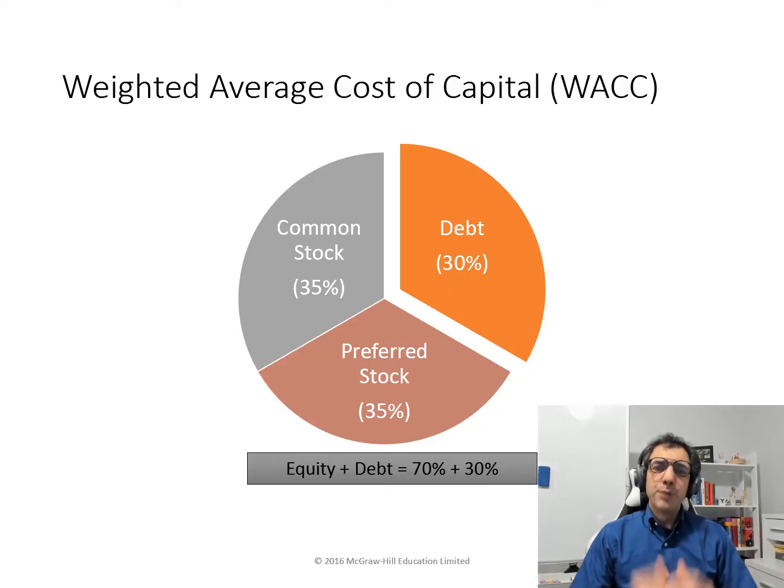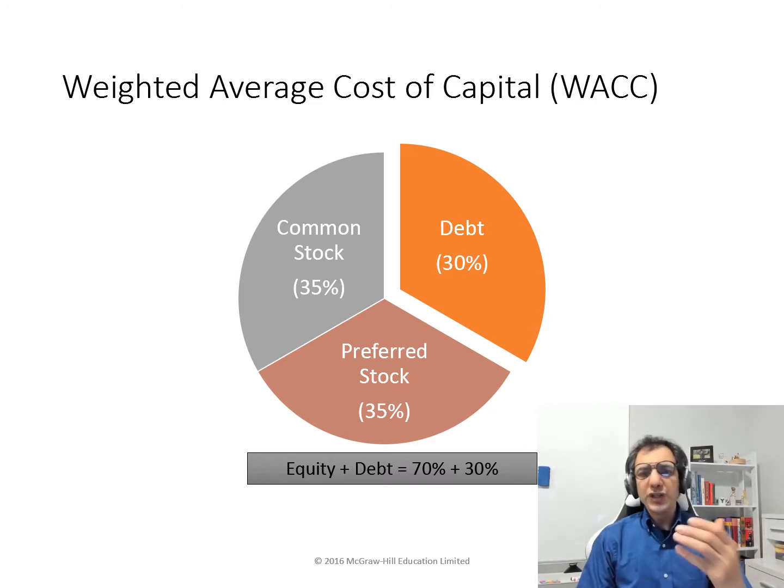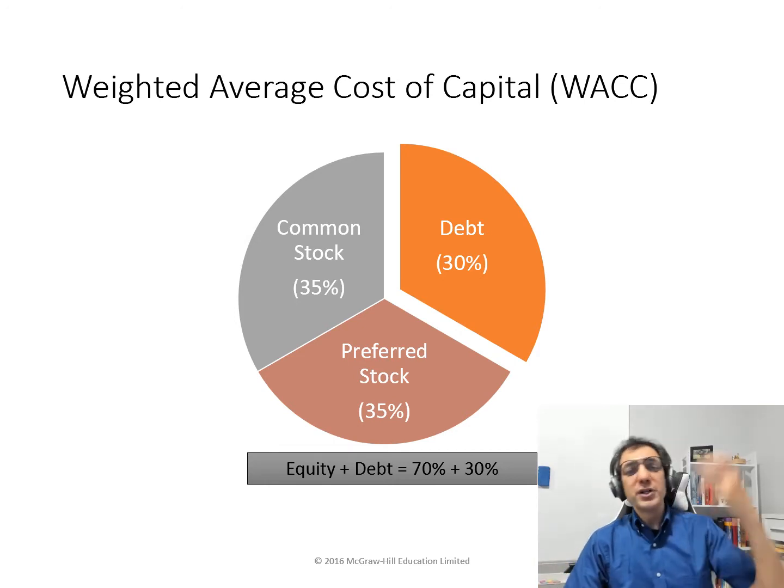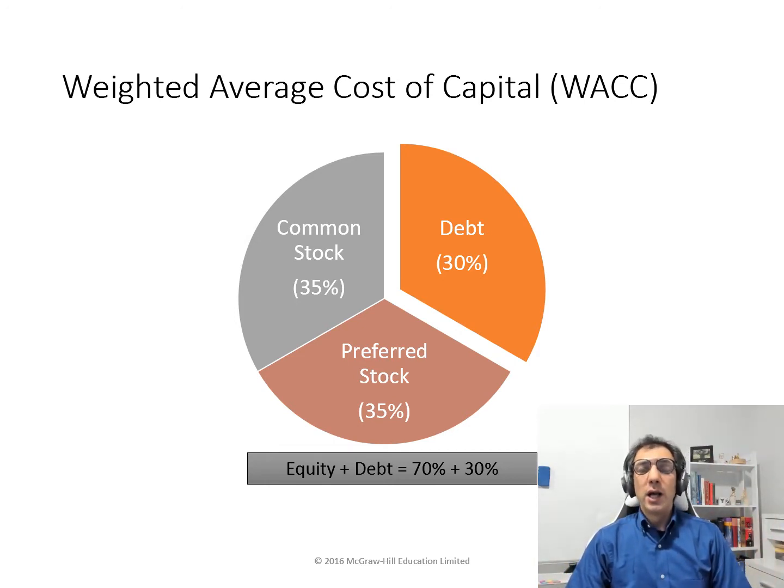Now, let's look at the components of the WACC. As I mentioned, different companies go with different capital structures. For example, let's assume a company is using 30% debt, 35% common stock, and as you see, 35% preferred stock. So in this case, 30% of total financing is coming from debt, 70% is coming from equity, common and preferred combined. So we're talking about a capital structure in which 30% is debt, 70% is equity. So the company is more financed by equity.